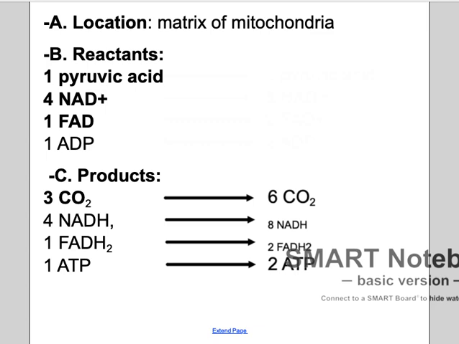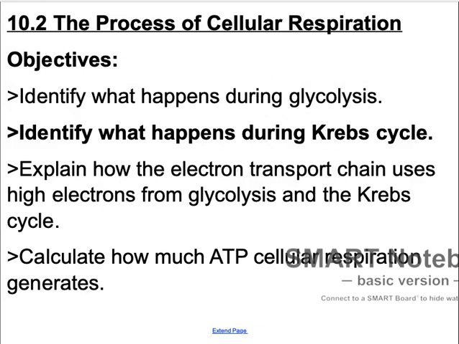So that does it for this lecture on the Krebs cycle. Next lecture, I'll talk about how we use those electron carriers to create, like I said, a whole bunch of ATP that our cell can use.